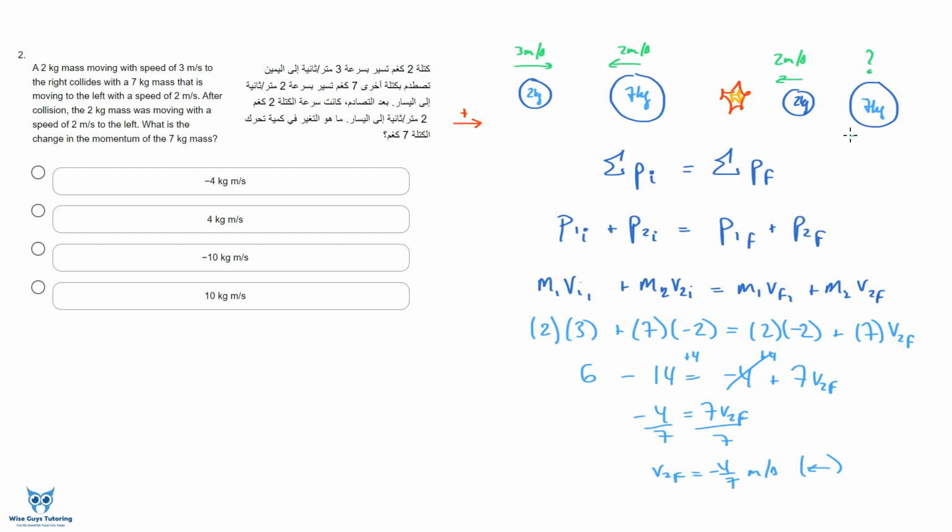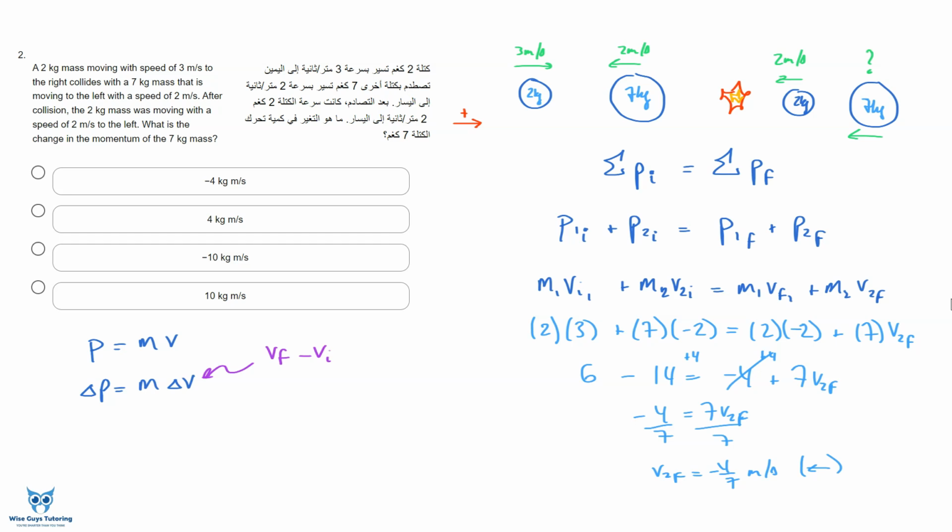Now the question does not quite ask me what is the velocity of this second object. It says what is the change in momentum of this 7 kilogram mass. So if we go to change in momentum, like we said, momentum is simply mass times velocity. So change in momentum is just the mass times the change in velocity. And change in velocity is always the same, right? Whenever you see delta something, it's always final minus initial.